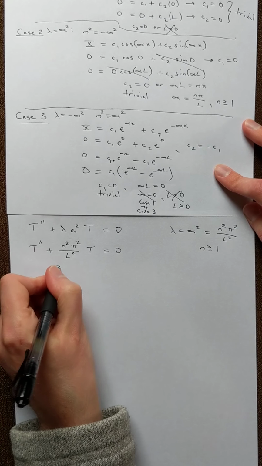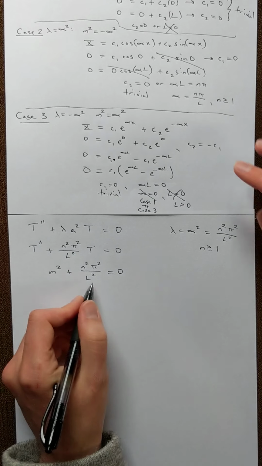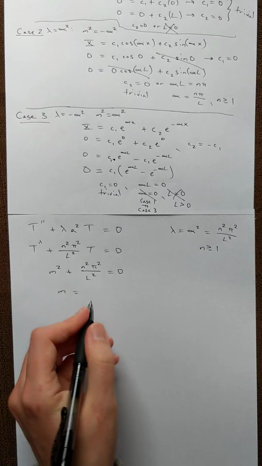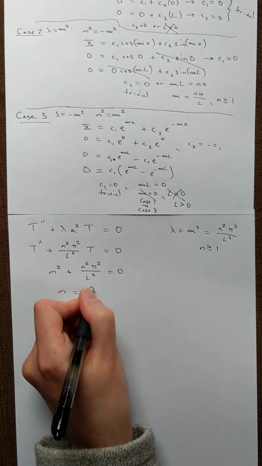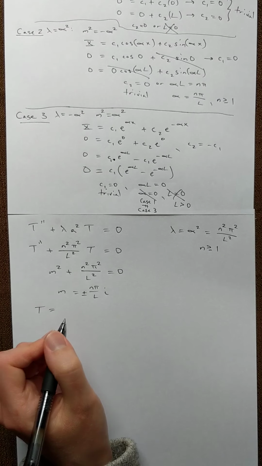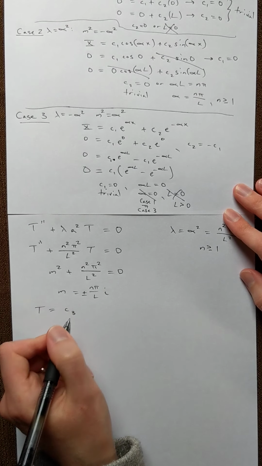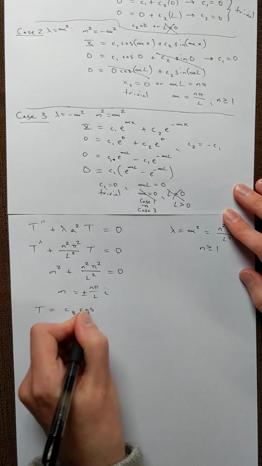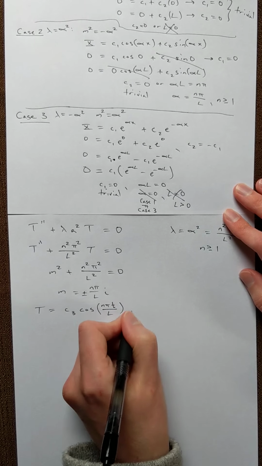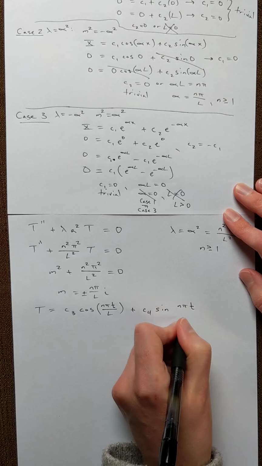So our auxiliary equation, m squared plus n squared pi squared over L squared equals 0. m squared is minus this number, which means m is plus or minus n pi over L times an imaginary number. So t is going to be, let's see, I don't want to use c1 and c2, I'll use c3. Imaginary solutions, c3 cosine n pi a t over L, and c4 sine n pi a t over L.